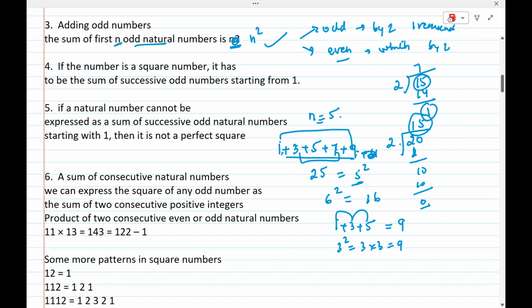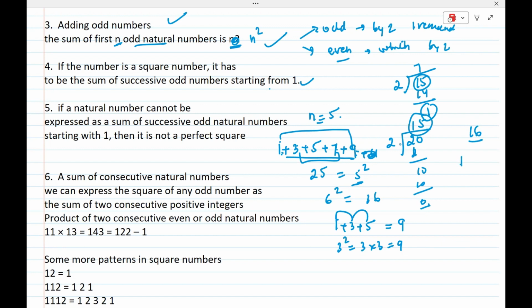Let's move to the fourth property. What it says: if a number is a square number, it has to be the sum of successive odd numbers starting from 1. Yes, it is true. It is the same property as the above. Take one number. Suppose I am taking 16 and I need to check whether 16 is a perfect square or not. If a number is small, you can just try 1 square, then 2 square, and so on. So it says it has to be the sum of successive odd numbers.